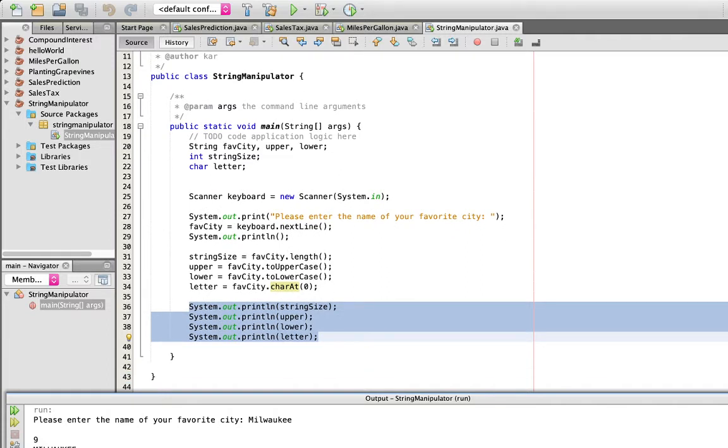Then the next one was number 20, the planting grapevines. So let's go to that one.